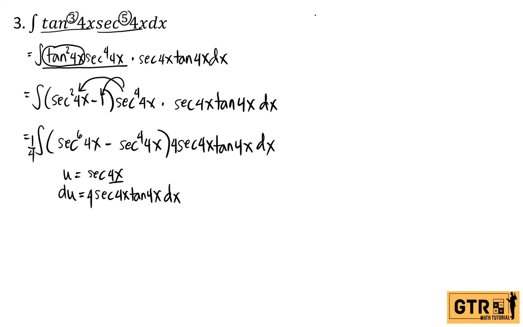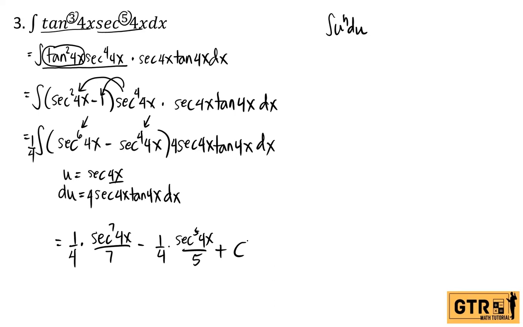So it is now in the form u to the n du, and we apply the formula. The final answer is the neutralizing factor 1/4 times, just add 1 to the exponent: secant to the 7th 4x over 7, minus 1/4 times secant to the 5th 4x over 5, plus c. So the final answer is secant to the 7th 4x over 4 times 7, which is 28, minus secant to the 5th 4x over 4 times 5, which is 20, plus c. This is the final answer.